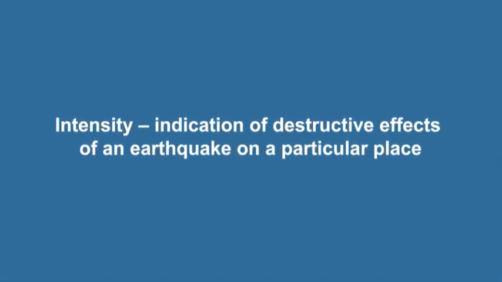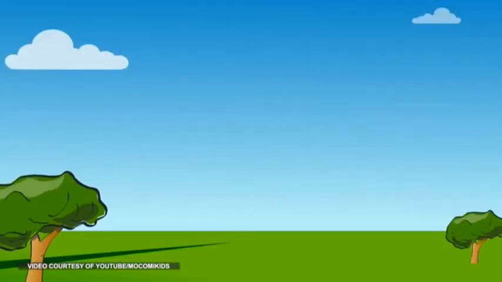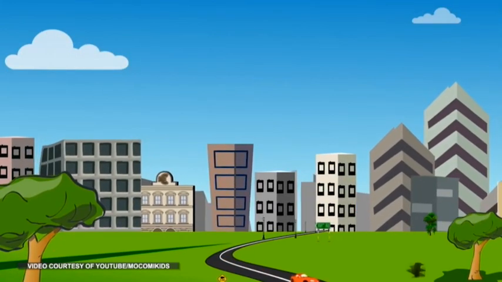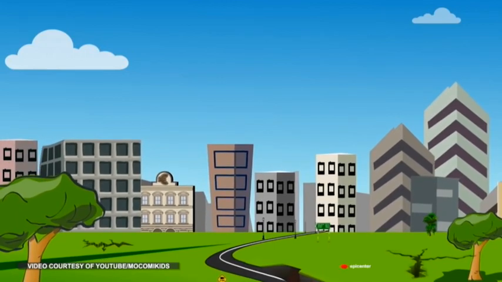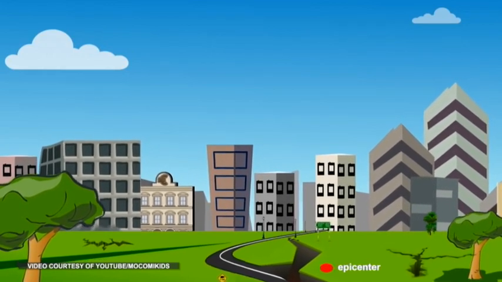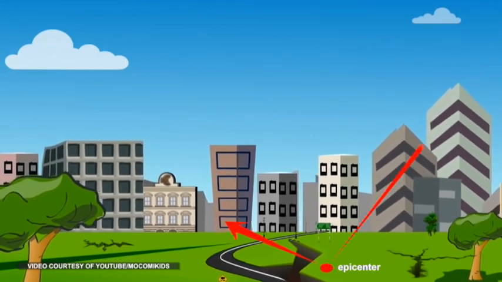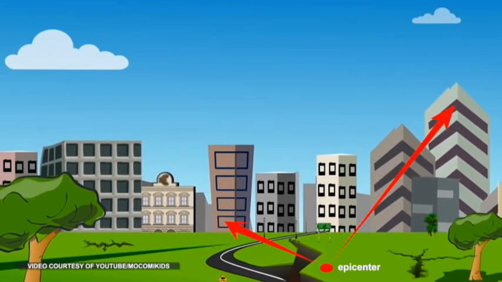Measuring earthquakes. Early attempts to establish the intensity of an earthquake relied much on how one person describes it. Intensity is an indication of the destructive effects of an earthquake on a particular place. It is affected by such factors as distance from the epicenter, and the nature of surface materials. This can cause confusion because people's experiences of an earthquake will vary depending on how far they are from the epicenter and the kind of surface they live on.